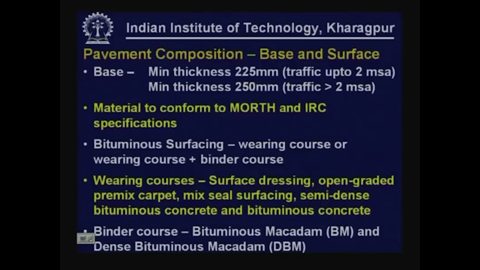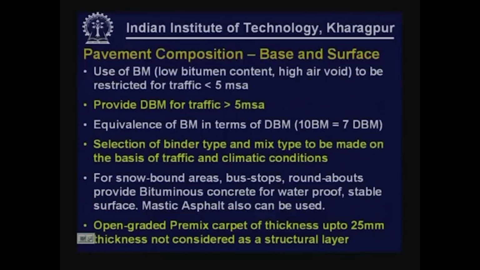Bitumen surfacing can be a combination of wearing course or wearing course plus binder course. Wearing courses typically are surface dressing, open graded premix carpet, mixed seal surfacing, semi dense bituminous concrete and bituminous concrete. Binder course can be bituminous macadam and dense bituminous macadam. Use of BM, typically having low bitumen content, high air voids, to be restricted for traffic less than 5 million standard axles. We should normally provide DBM for traffic more than 5 million standard axles. Equivalence of BM in terms of DBM is approximately 10 BM is equal to 7 DBM.